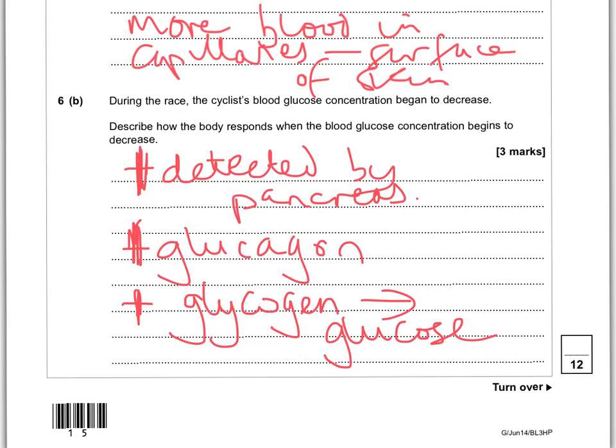There is also a mark, by the way, for explaining that there is reduced insulin production, that the amount of insulin produced falls. There's a mark for that too, but the 3 marks I've described there are the easiest ways, I think, to get the marks. A mark then out of 12 for that question.